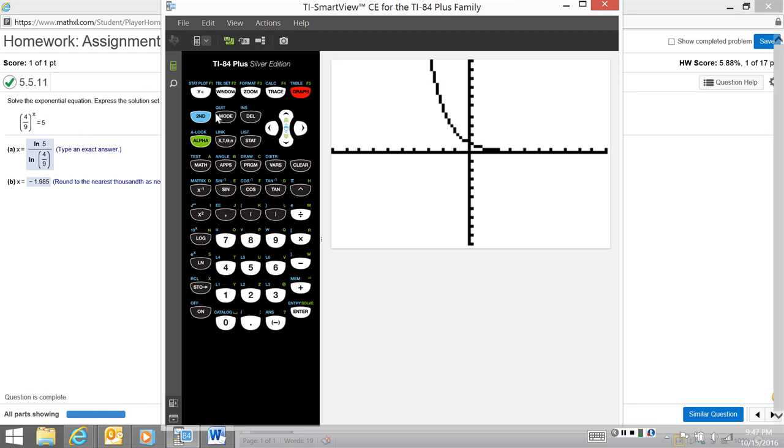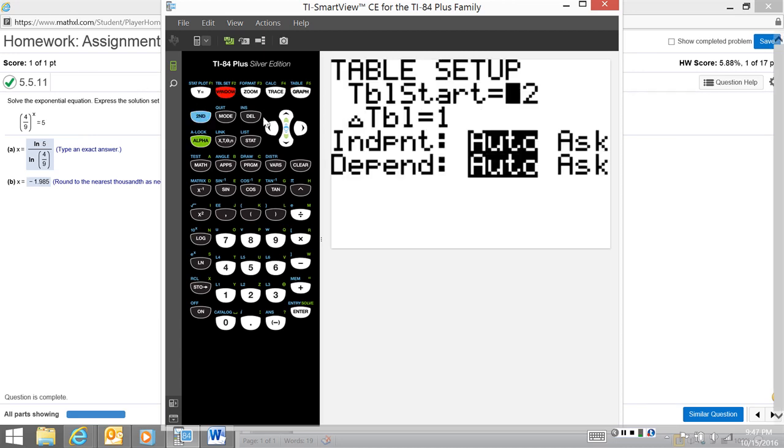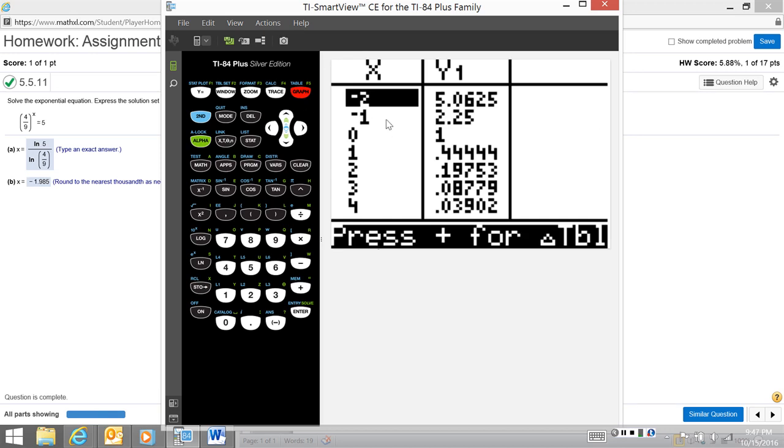So I'm going to go to table set, and I'm going to start this at about -2, which is what my answer approximately was. And then I'm going to bring up my table, and I can see that here at -2 y is about 5. So that supports what I got here. This equals 5 when x is about -2. So I can see that this does support my answer, and that's what they mean.